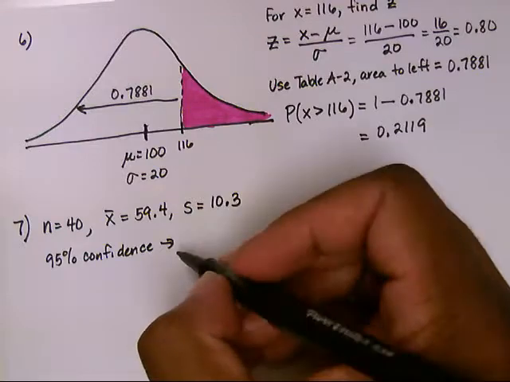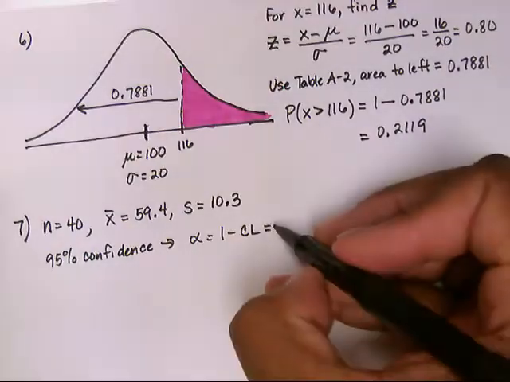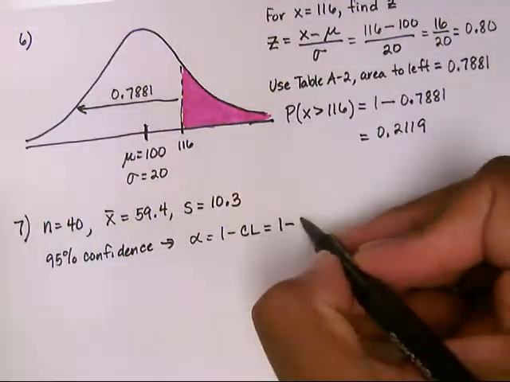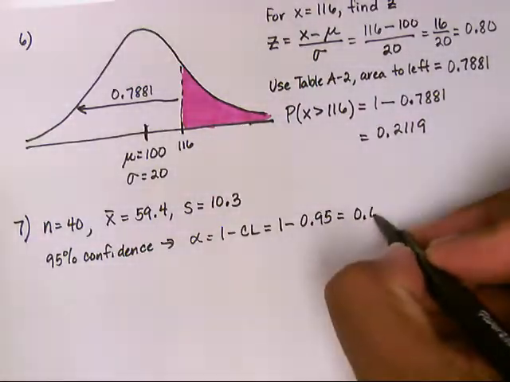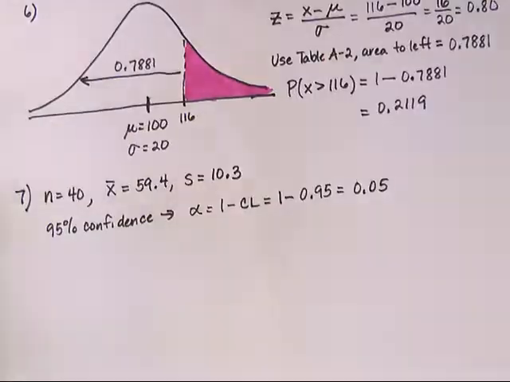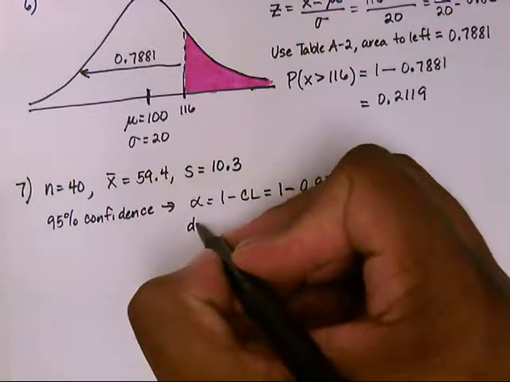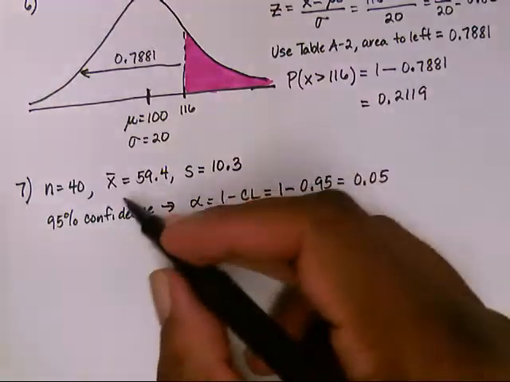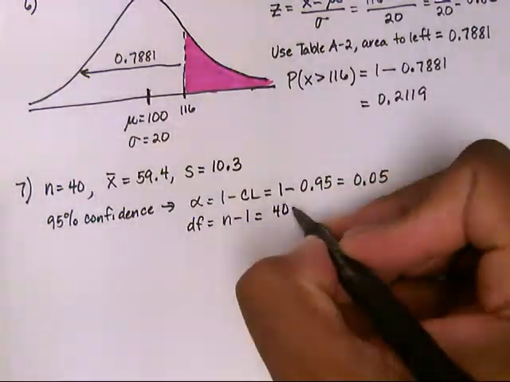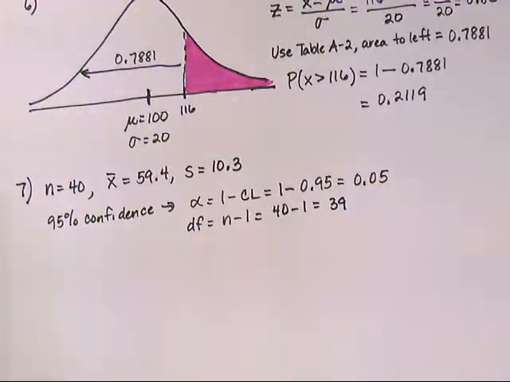And what that means is this. We need to find out what alpha is going to be. And that's always 1 minus the confidence level. And 95% as a decimal will be 0.95. So if I do 1 minus 0.95, that's going to be 0.05. We also need to find out what our degrees of freedom is. And that's going to be n minus 1. Your sample size is 40. So 40 minus 1 would be 39. So here we got 39 degrees of freedom. And our alpha level will be 0.05.